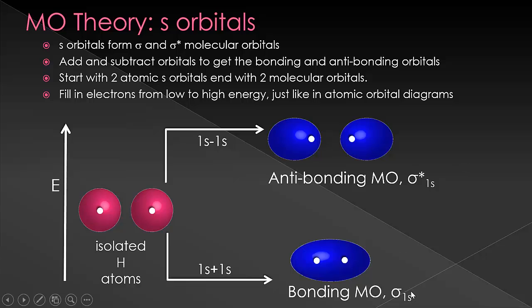We denote these by calling sigma and then putting for the antibonding a star to denote the higher energy antibonding orbital. The subscripts tell us where the orbitals came from to begin with. Each one came from the combining of 1s orbitals.